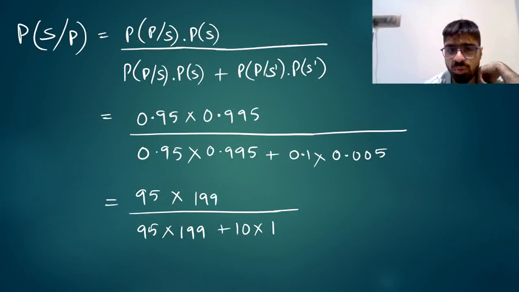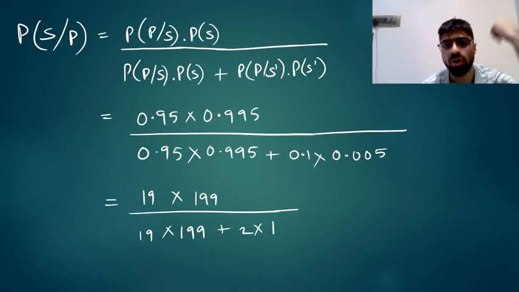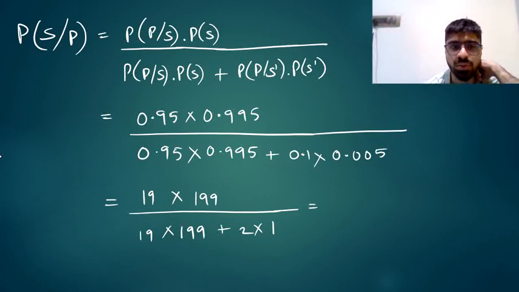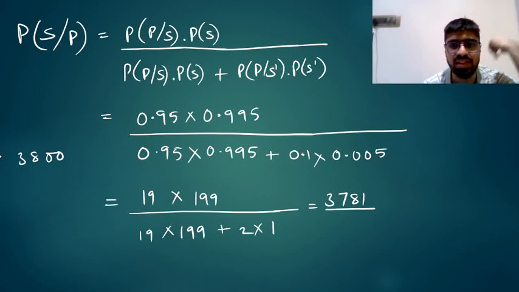You can still divide the numerator and denominator by 5. This becomes 19, this becomes 19, and this becomes 2. So okay, we can evaluate the answer now. 200 into 19 will be 3800, and 3800 minus 19 gives you 3781 in the numerator, and 3781 plus 2 is 3783 in the denominator.